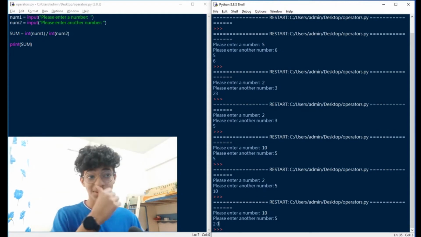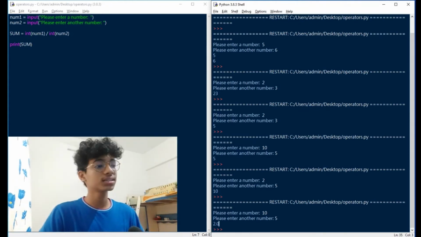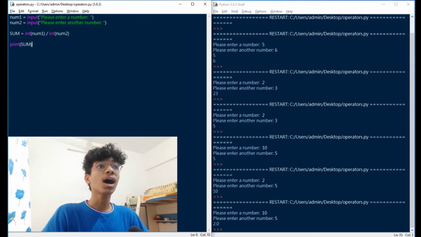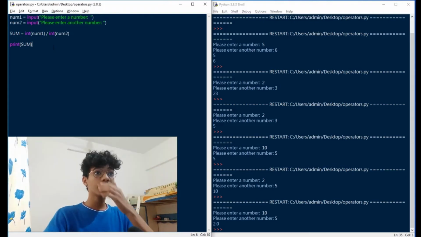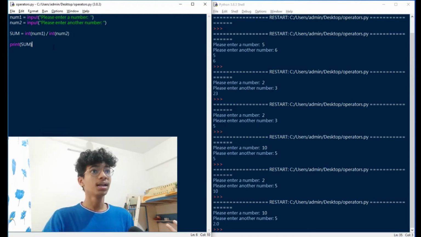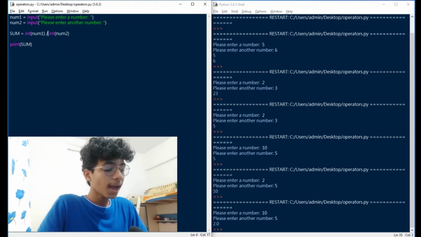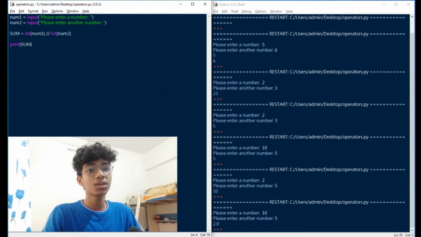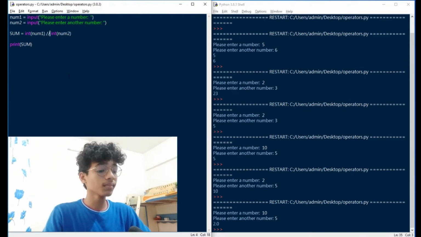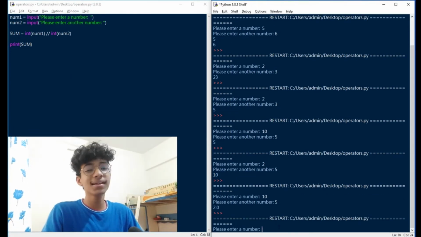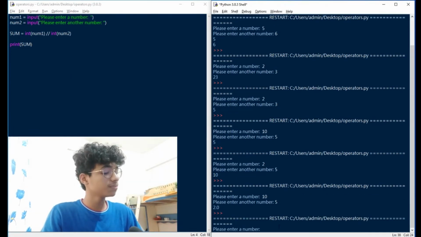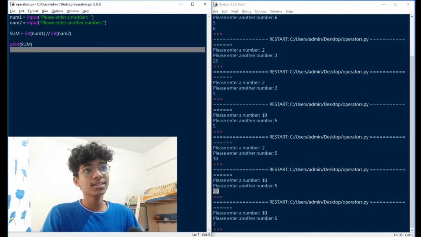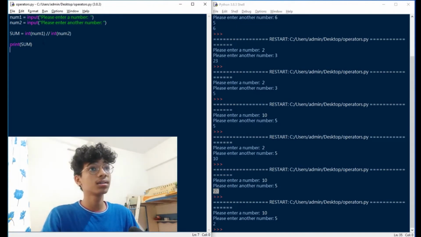We want to divide 10 with 5, we get 2.0. So Python, whenever it divides, gives the answer in decimals. Now let's talk about how we can use the multiplication sign and the division sign for different purposes. If I add another division sign between number 1 and number 2, let's see what happens. For your knowledge, this is known as integer division. If I do 10 with 5, it just gives me the answer without the decimal.